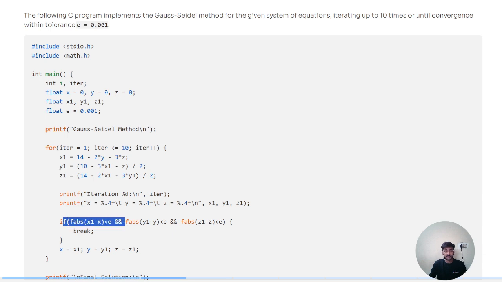Here, if this condition is satisfied, then we break. Otherwise, we will iterate the value and take the values of updated x1, y1, z1, while the absolute value of the difference is less than e. Then we continue this process and update the values: x by x1, y by y1, and z by z1.